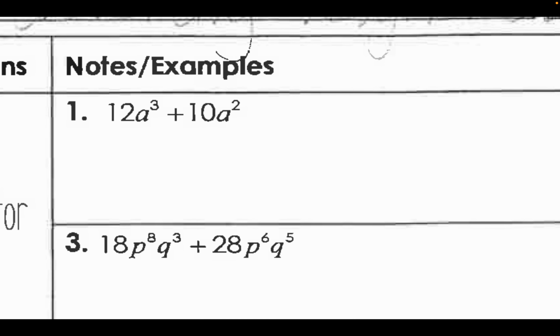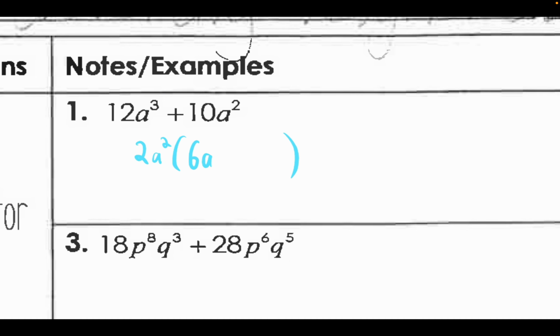Our first example, 12a cubed plus 10a squared. Our GCF between 12 and 10 is 2, and our GCF between a cubed and a squared is a squared. Remember that for the variables and exponents, you always want to look for the lowest common exponent. This has an exponent of 3, and this has an exponent of 2. The lower of those two numbers is 2. They both have at least 2 for the exponent of a. And now what you're left with inside is 6a.